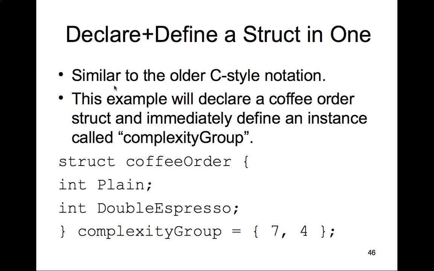Declaring and defining all in one shot. This is a structure for coffee order, and you have 2 integers inside of it, and at the end you're declaring an instance of coffee order. So 2? Yeah, there's 2. I thought I was saying 3 for a minute there. Complexity group, which is equal to 7, 4. That would be 7 for plain and 4 for double espresso in terms of the assignment of those values. So it's very similar to the old style C notation.